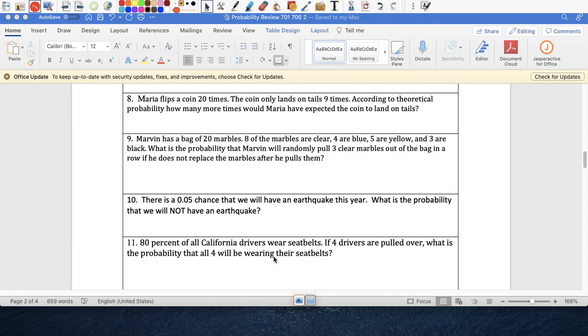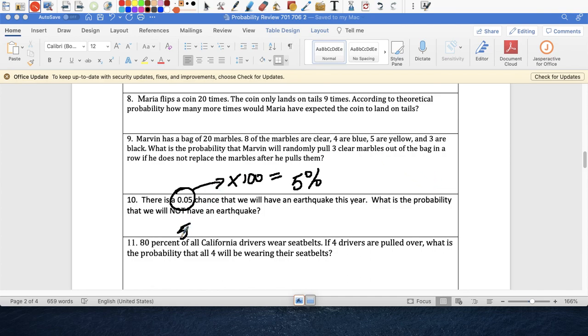Okay, so there is a 0.05 chance that we will have an earthquake this year. What's the probability that we will not have an earthquake? All right, so one thing you can do here, if it makes it easier, is change this to a percent. So if you multiply that by 100, you're going to get 5%. Maybe that's a little bit easier to understand. If there is a 5% chance of having an earthquake, what is the chance of not having an earthquake?